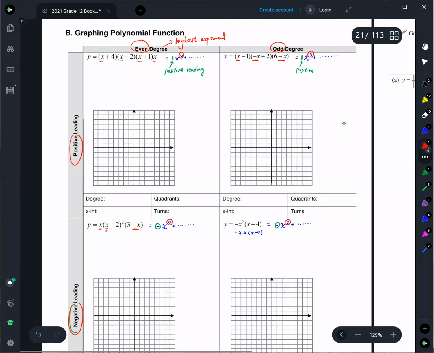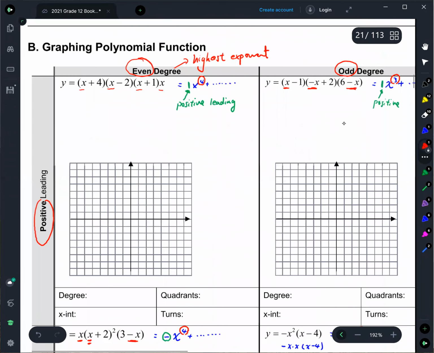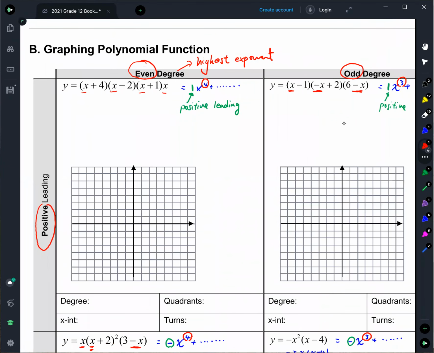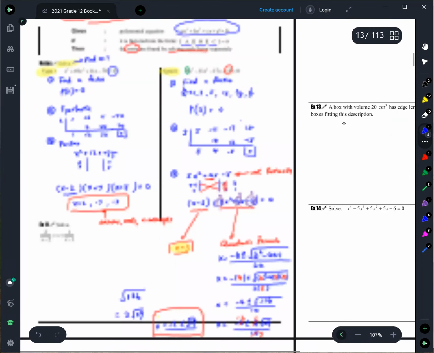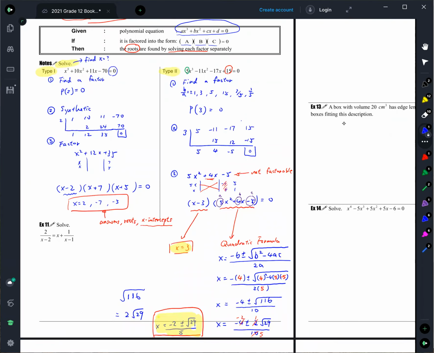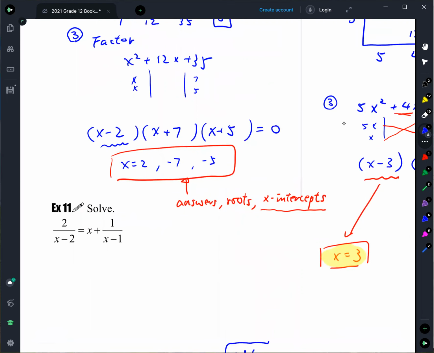Okay, let's look at what their graphs should look like. But before we do that, we need to find some points. The easy point to find is the x-intercept. We learned about the x-intercept before the break. The answer that you find after you set it equal to 0 is called the x-intercept.